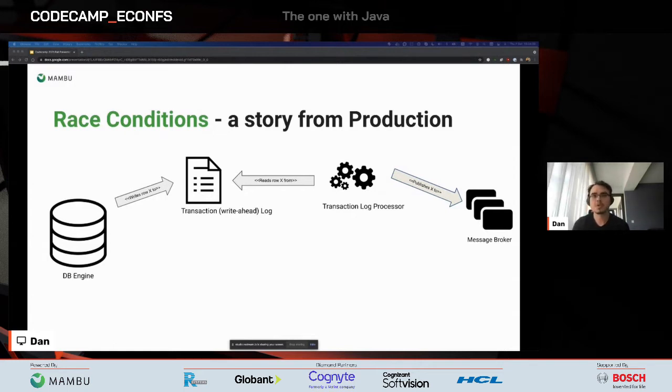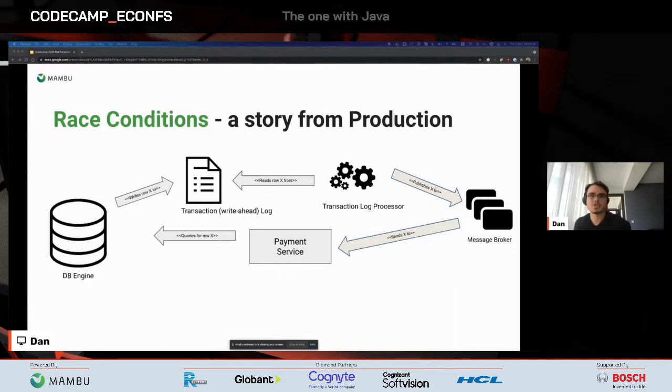So, of course, we would process the row, a message broker would publish the message to the necessary service, and our service would simply want to query for the row that was just committed to the database. Since it wasn't propagated yet, of course, we would receive no result, and here would be the place where our process stopped.